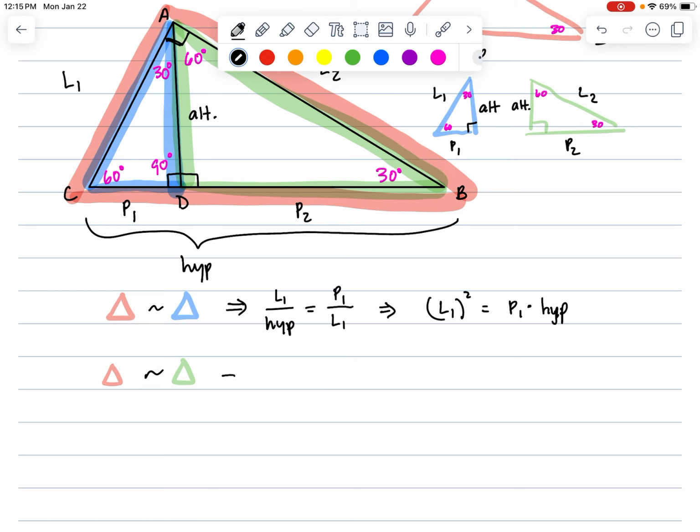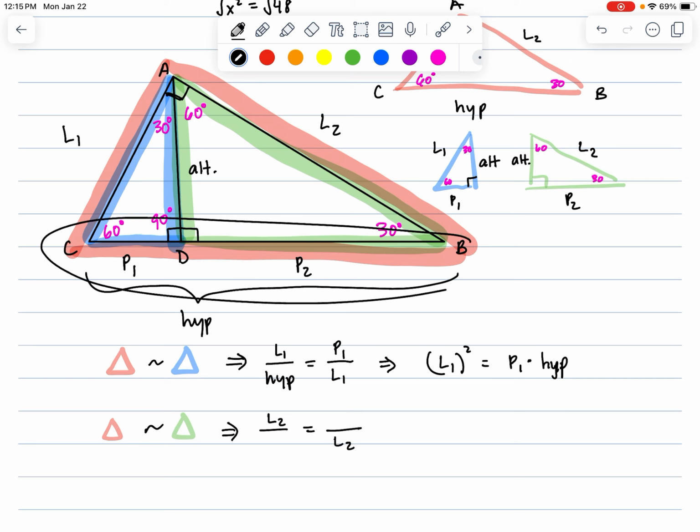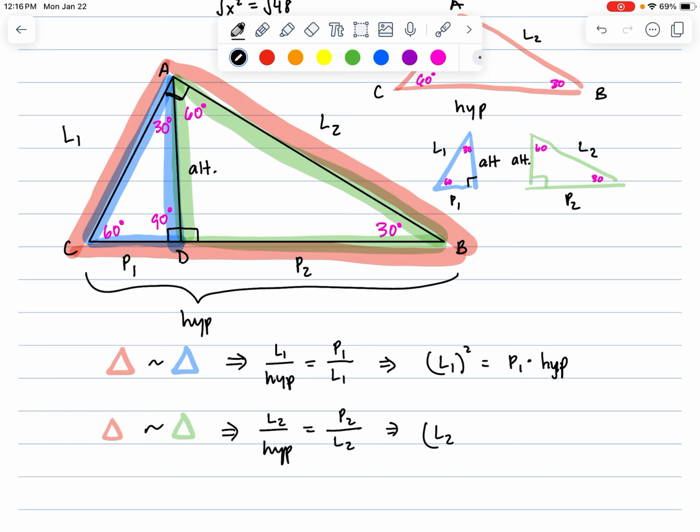Now let's look for some overlapping parts. We're going to write a proportion, and then they both have L2 in common. So we're going to put L2 in opposite corners. And then we're going to look for another pair of overlapping parts. We see that we do have it on this hypotenuse. So from red to green, we're going to talk about the hypotenuse, the whole length of the hypotenuse, which overlaps with part 2, P2. And when you cross multiply here, leg 2 multiplied with leg 2 is leg 2 squared, multiplied with part 2 times the hypotenuse. Very convenient.